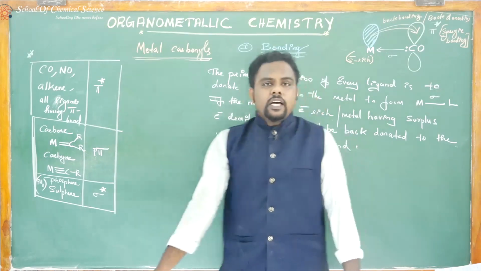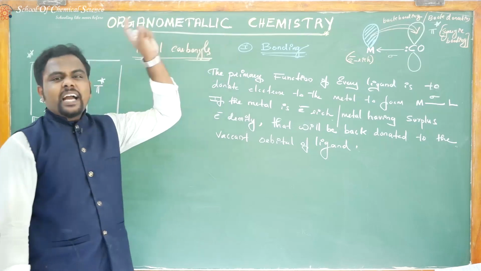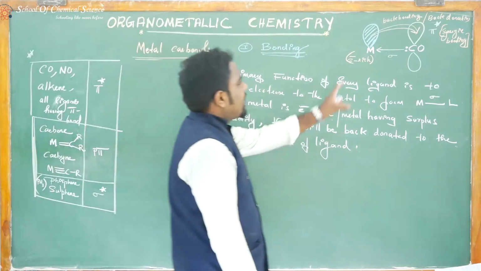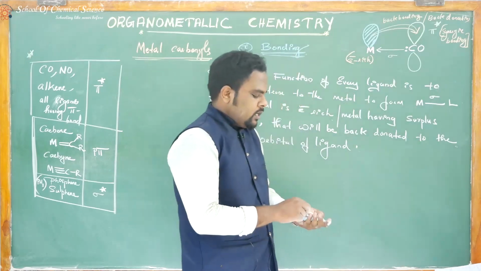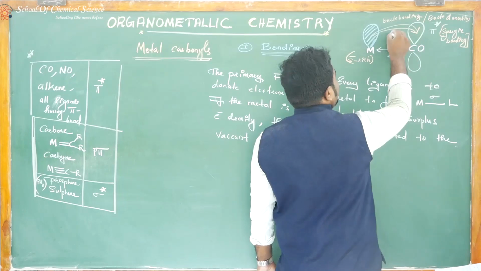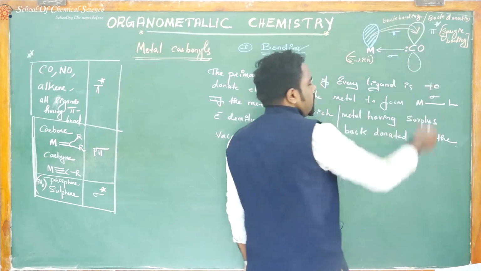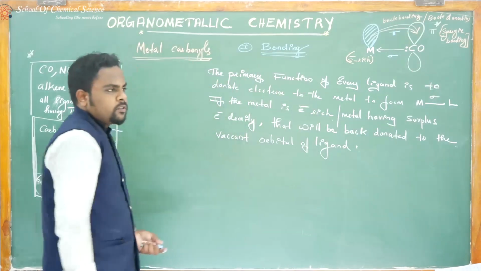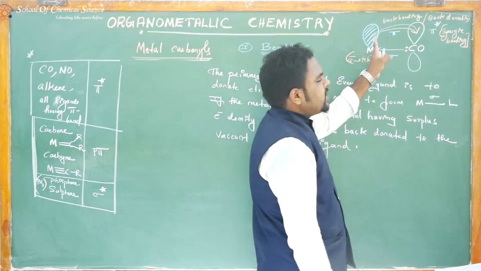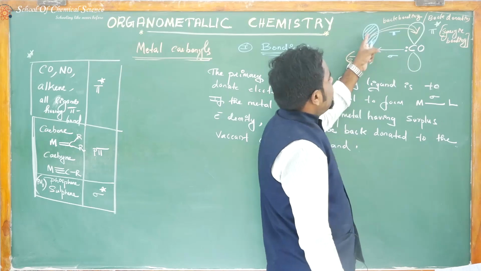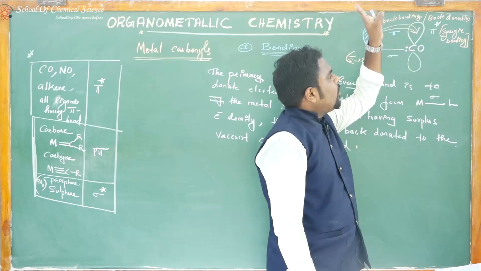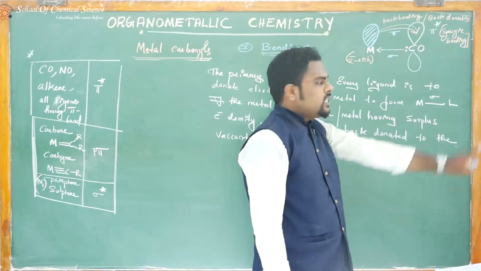Please note these points. So carbon monoxide is a pi acceptor ligand because it has a vacant pi star orbital. The first bond formed is a sigma bond. The second bond formed is a pi bond. So it is a pi bonding ligand. This type of back donation from a filled metal orbital to a vacant orbital of the ligand is called back bonding or back donation or synergic bonding.